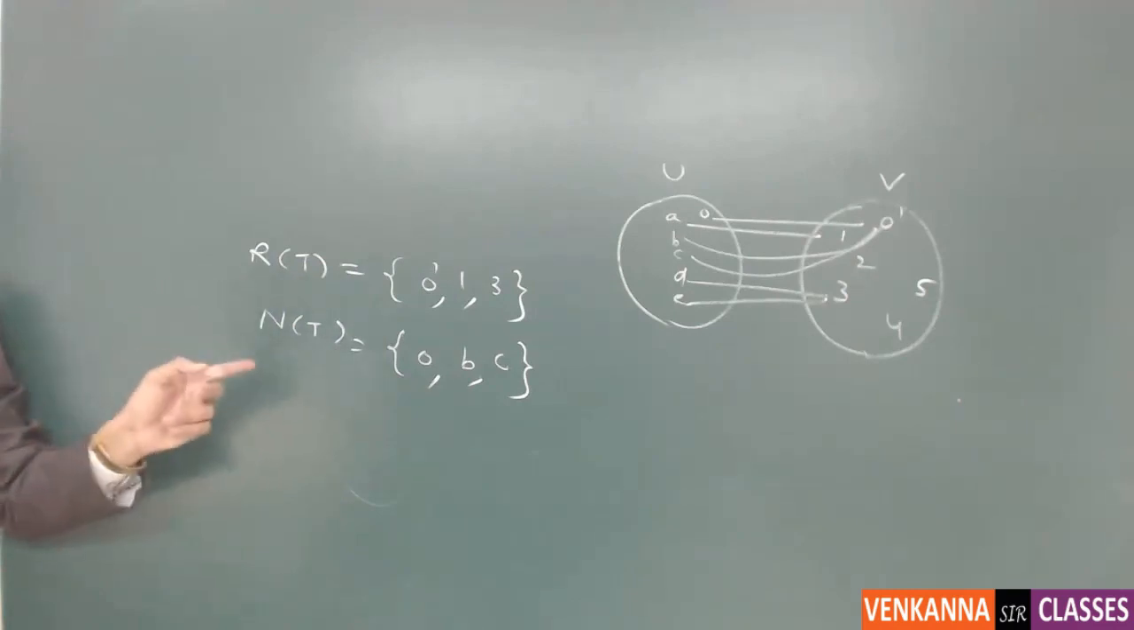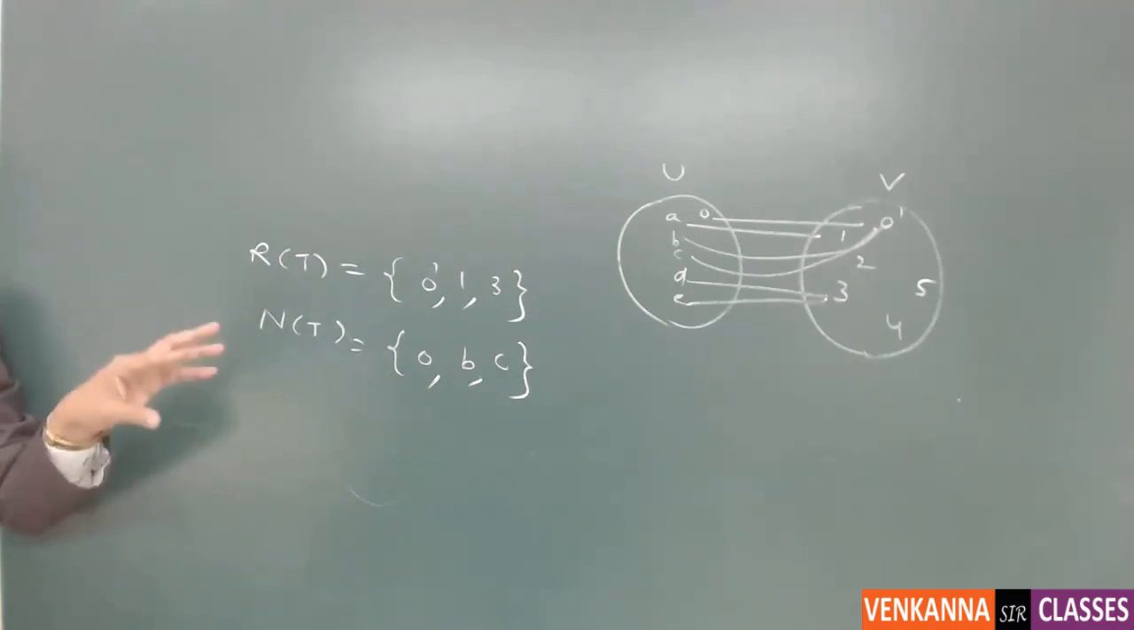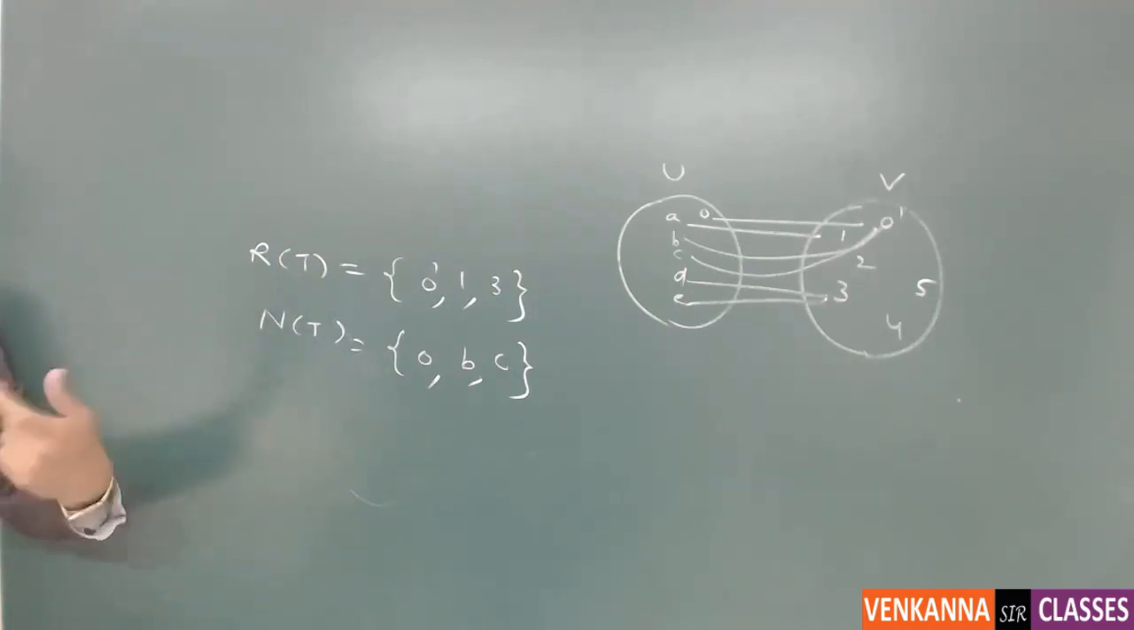So while writing N of T, it is a part in the domain. You are checking in the domain for what values I am getting 0 as output. So for what non-zero input values I am getting 0 as output. You just think like that for the case of N of T. And R of T means you are simply considering all the possible images in the codomain. That's it. Is this clear now, the description with regard to R of T and N of T?